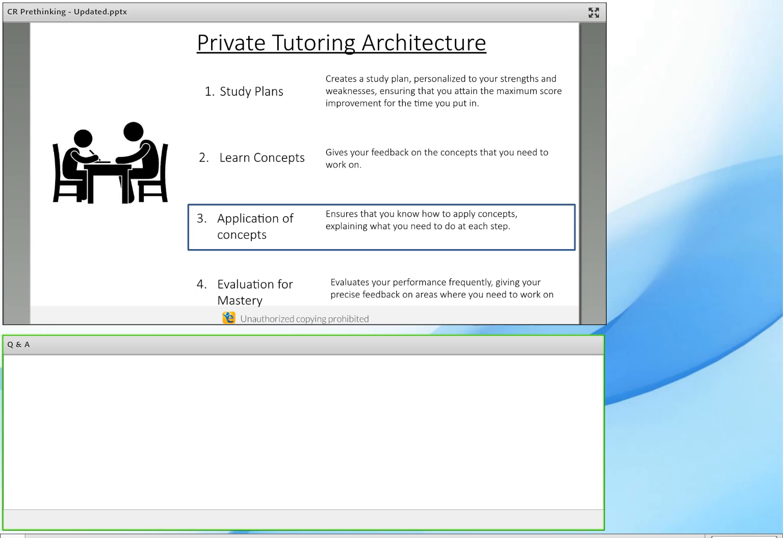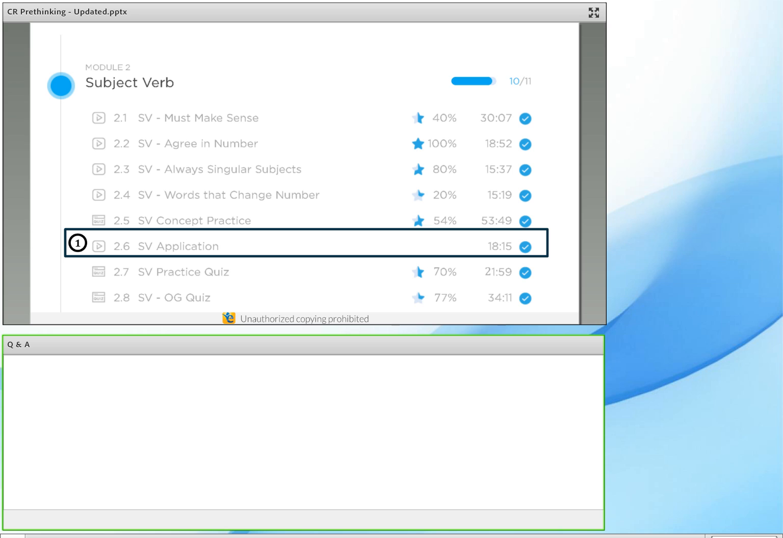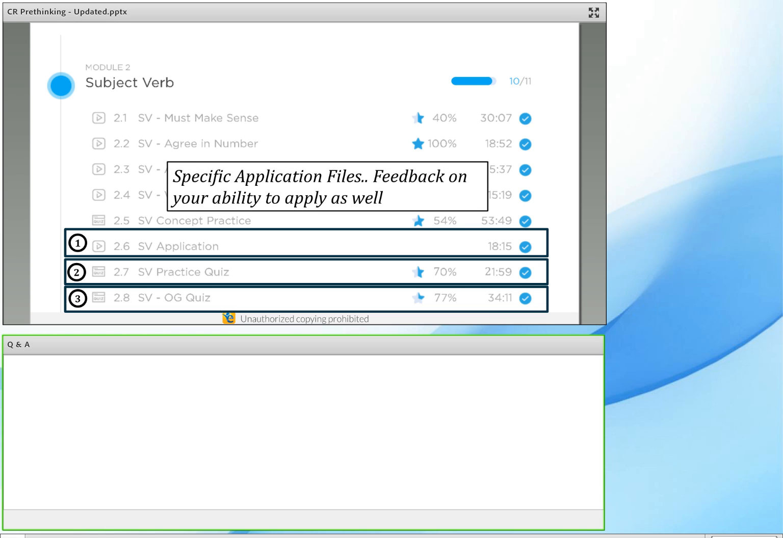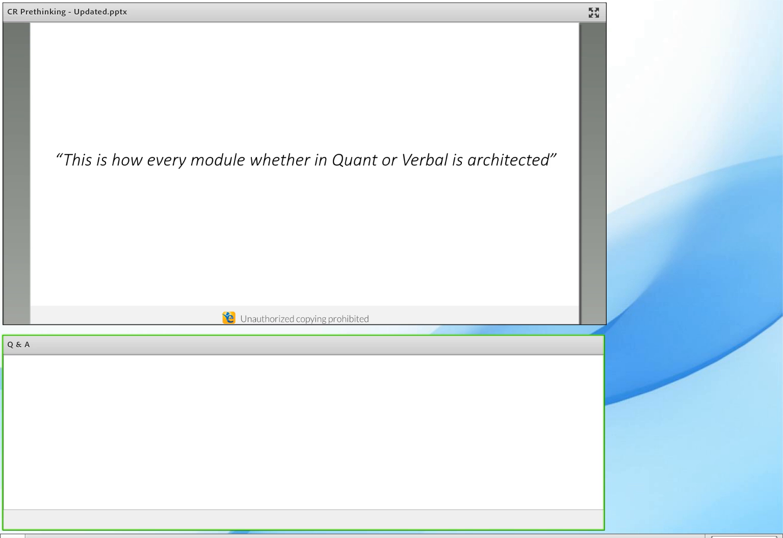The next thing that a private tutor does is teach you application of concepts, and to do that, we've created an entity called an application file. So you learn the concepts, and you learn how to apply them right then and there. We then evaluate your ability to apply the concepts on e-GMAT questions as well as on official questions. So every module has one or more application files. The benefit of this is you're not just learning concepts and then solving questions towards the end. You learn concepts and you solve questions, so every 2 hours, the application aspect is reinforced. This is how every module is architected in the GMAT course.